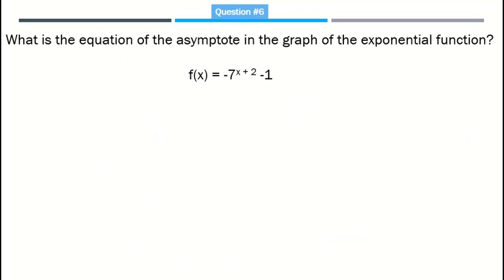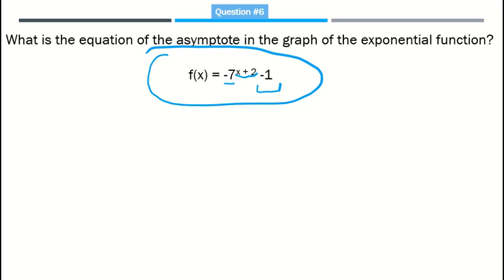For question number 6, we're asked, what is the equation of the asymptote in the graph of the exponential function f of x equals -7 to the x plus 2 minus 1? Alright, so let's take a minute to look at this. It's kind of hard for me to write this out, so make sure that you see that this is the exponent, and then -7 is the number that we start with, and then we're subtracting 1.